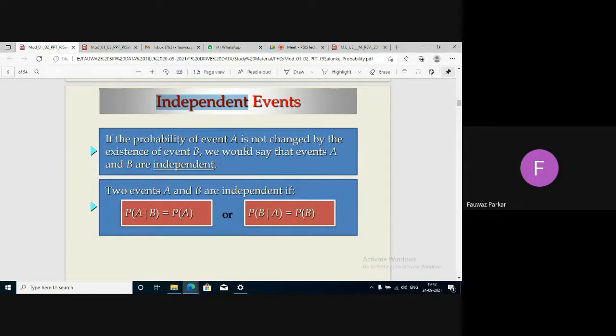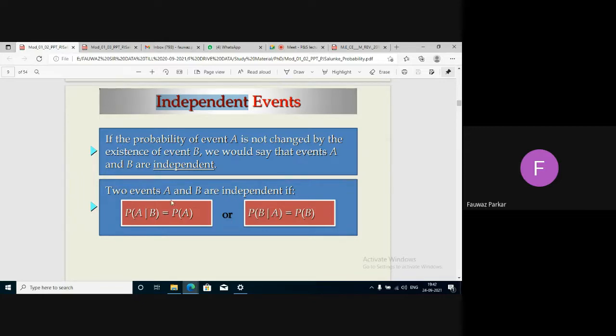So mutually exclusive means what? They will have nothing in common. A intersection B will be 0. Independent means what? They can have something in common, but their occurrence will not be changed by the existence of the other one. If the probability of event A is not changed by the existence of event B, we would say that the events A and B are independent.